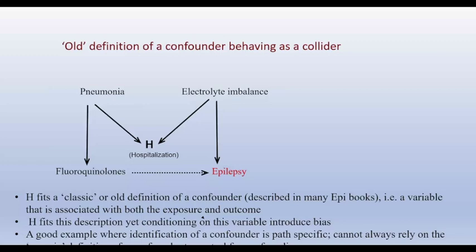But we just saw, adjusting for hospitalization can actually introduce bias. So this is one of these situations where a variable fitting the older definition of a confounder can actually happen to be a collider, and it shows how drawing these causal diagrams can help us better understand exactly what my variable is. Is it a confounder? Is it a collider? And whether I should be controlling for it.